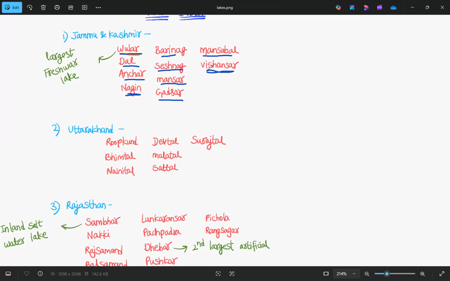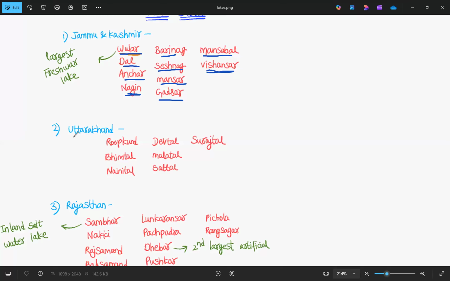Now let's go through the lakes once again. The first one is Wular, next Dal, next remember it as Achar, so Anchar Lake, Nagin, Barinag, Seshnag, and then we have Mansar, Gadsar, Mansabal, and Vishansar. These are the 10 lakes in the Union Territory of Jammu and Kashmir.